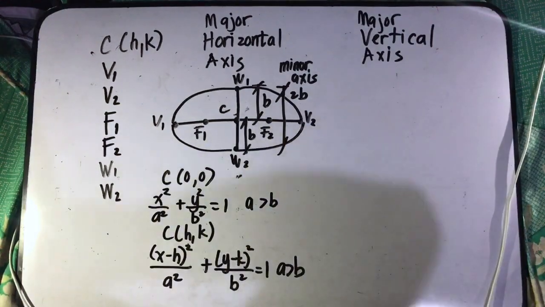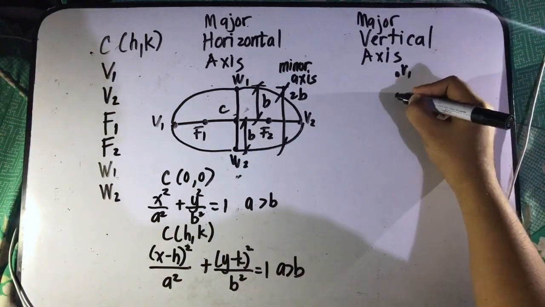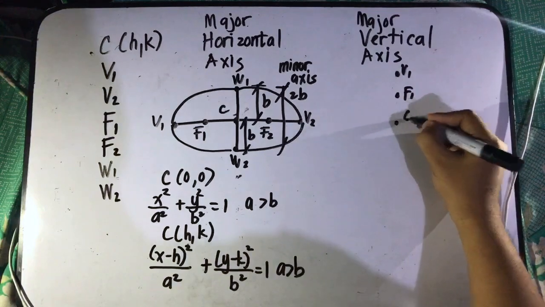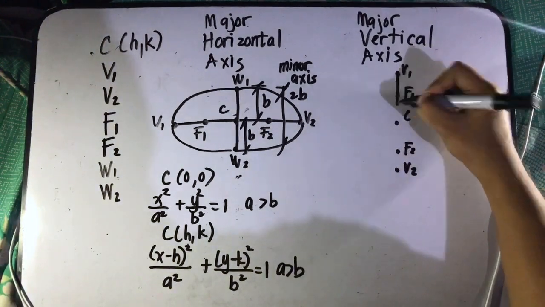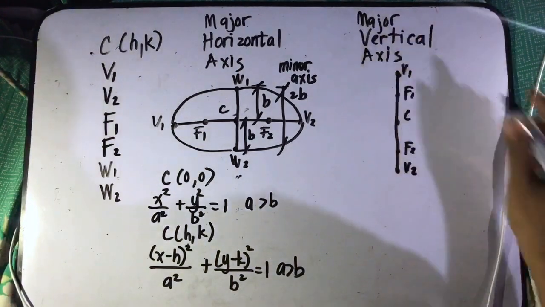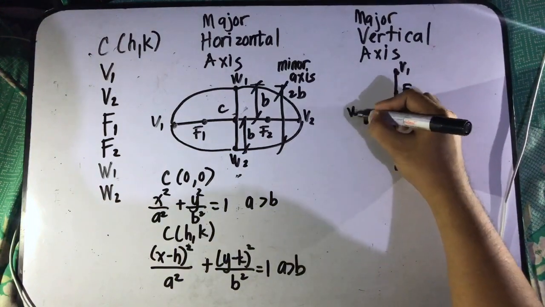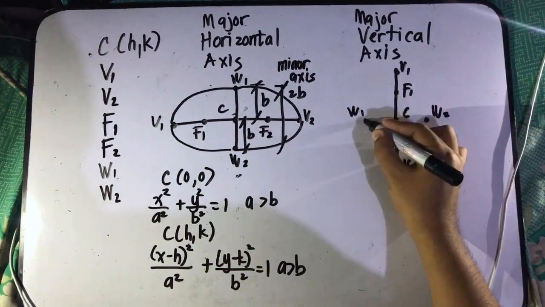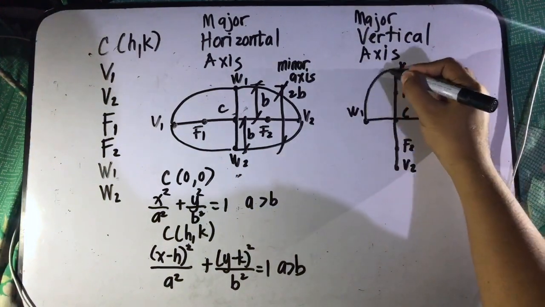So, okay, let's have the major vertical axis. Pag sinabi natin major vertical axis, if this is V1, this is F1, this is the center, and this is your F2, and this is your V2. Okay, they will lie on the same line, which is the vertical line. Therefore, we now call it as the major vertical axis. And this is your minor axis, W1 and W2. So, that is now the structure of the ellipse. So, pwede na natin siyang i-drawing.